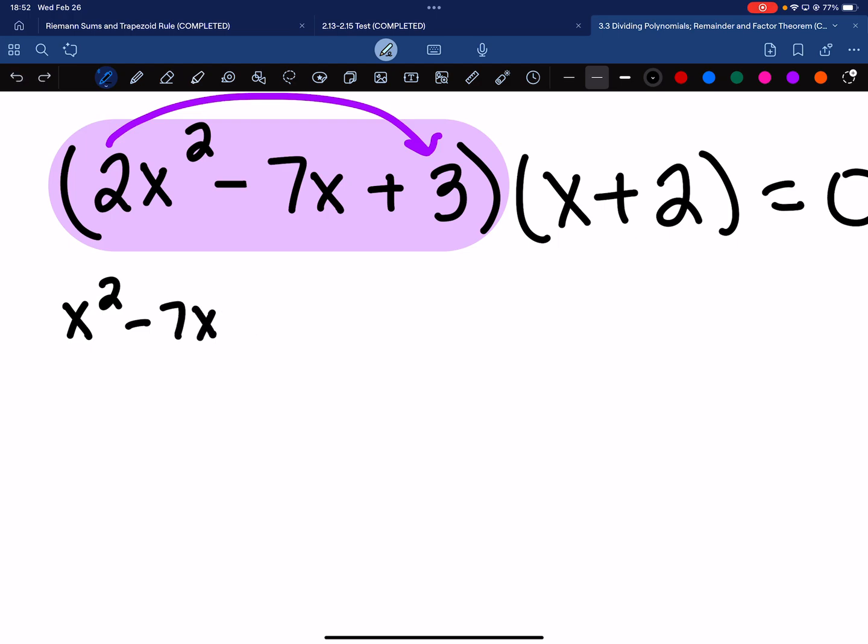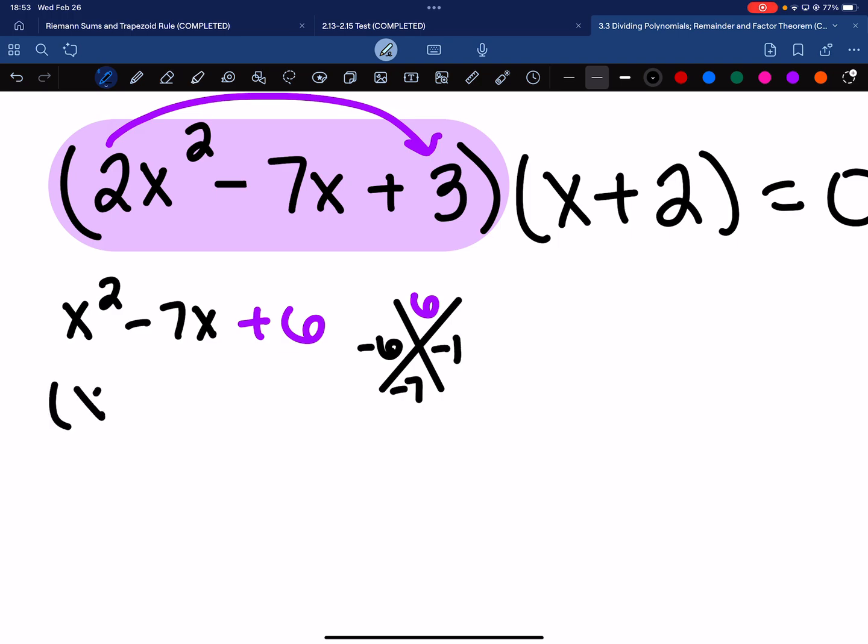2 times 3 is 6. If you like to use the x to organize your thinking, that's the only purpose of it. Last number goes on top. Middle number goes on bottom. We want to multiply to get +6, add to get -7. That would be -6 and -1.